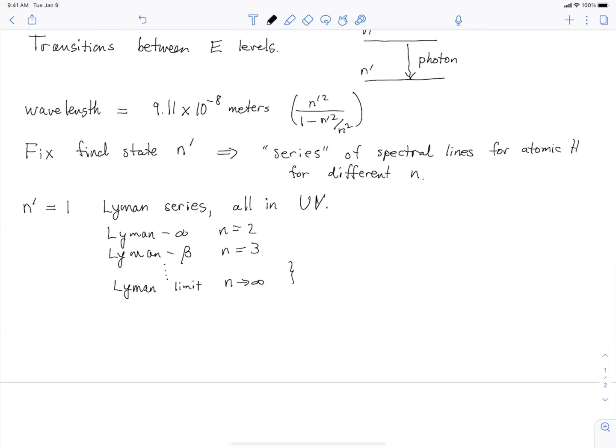And these lines here are very closely spaced because the initial states all have pretty close to the same energy.